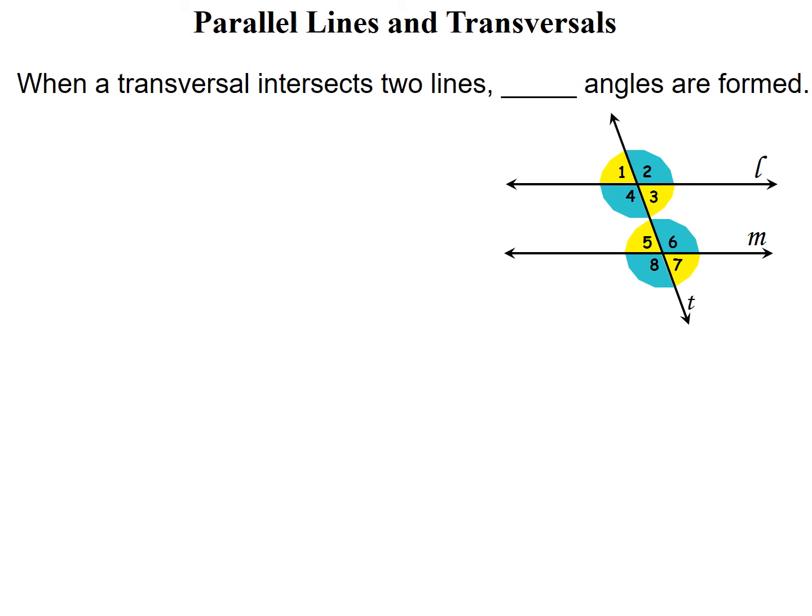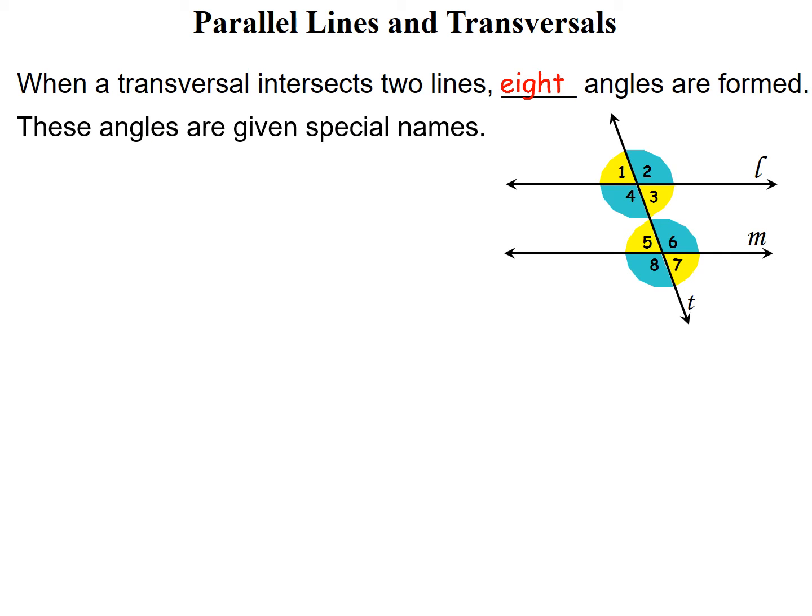All right, now let's look at four special kinds of angles. When a transversal intersects two lines, 8 angles are formed, just like we see in this picture. Angles 1, 2, 3, 4, 5, 6, 7, 8. And we've seen this picture of the two parallel lines with a transversal cutting it with those 8 angles formed. But now we're going to talk about how these angles are given special names. And not just an individual angle, there are 4 pairs of special angles that are given special names.